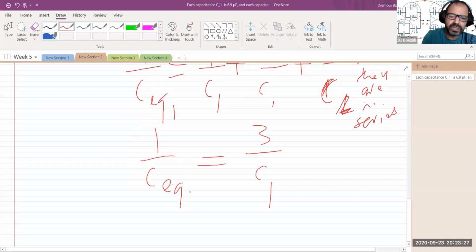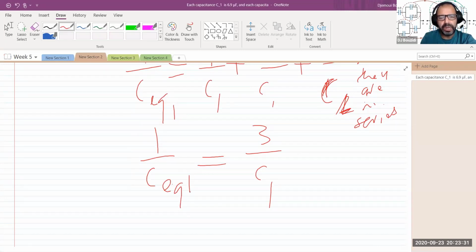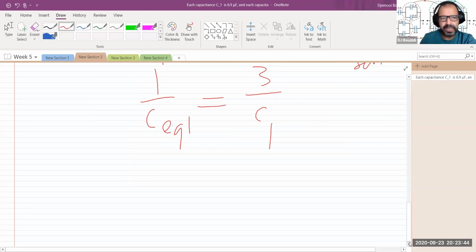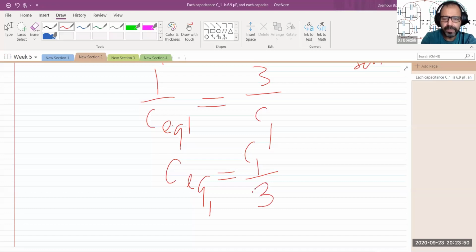If it's a multi-step algebra, I probably need to justify it. At this point, there is really no need to justify it. The common denominator is clearly C1, and the numerator adds to 1 plus 1 plus 1, which is 3. In here, just by inverting, and again, I don't really need to state that, the C equivalent 1 is going to be C1 over 3. Okay?